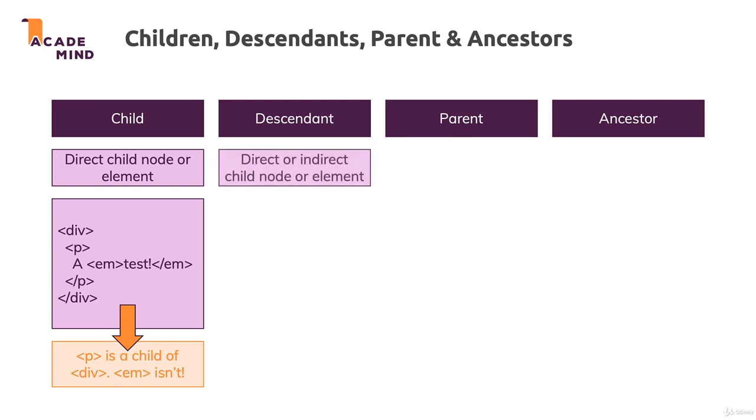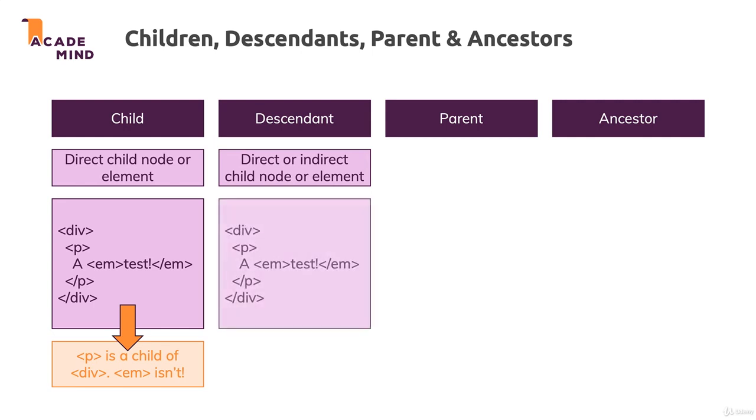Now, descendant, on the other hand, is a direct or indirect child node or element. So when we talk about a descendant, then in the same example, both the paragraph but also the em tag would be descendants of div. So p, the paragraph tag, is a child and a descendant. The em tag is not a child but a descendant of div in this example.